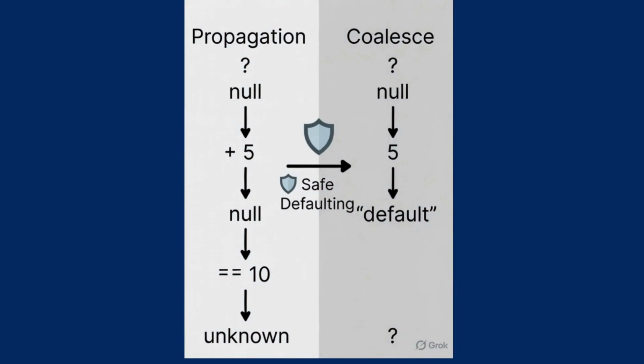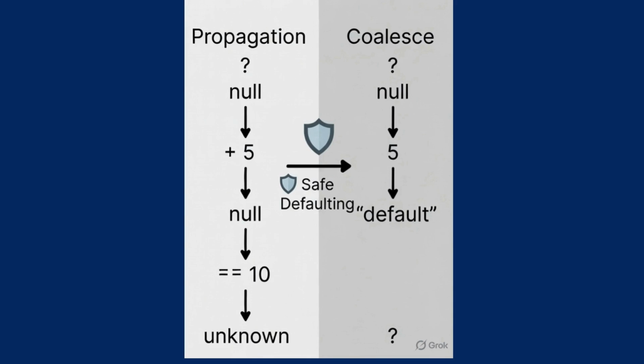Check out this side-by-side diagram. It makes null propagation and coalesce super clear. On the left is the propagation chain. Start with null. Add 5 and you still get null, then compare null to 10 and you end up with unknown. Null spreads through expressions and comparisons like wildfire. Everything it touches becomes uncertain. That's three-valued logic doing its thing.